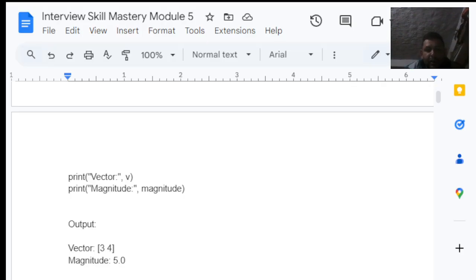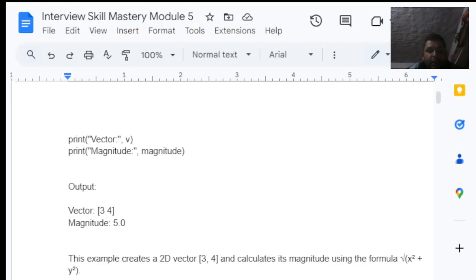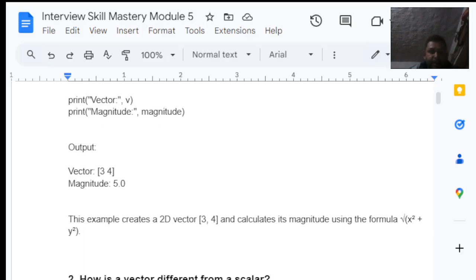So this example creates the 2D vector of 3 comma 4 and calculates the magnitude using the formula x square plus y square. That's the under root of that. So this is the vector. Second question is, how is the vector different from the scalar?